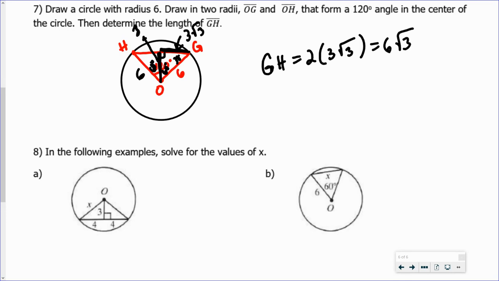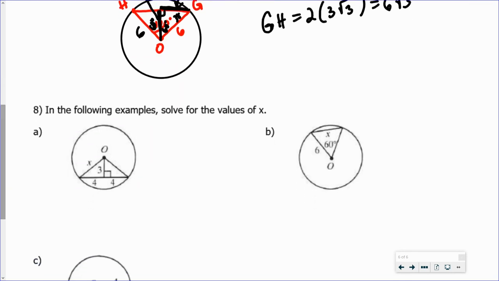Let's take a look at number 8 now. Number 8. This one's really, really straightforward if you know your Pythagorean triples. The way that I would solve this to find x is I'd look at this small right triangle here. One leg of that right triangle is 3. The other leg is 4, so x has to equal 5. Now, if you don't remember that Pythagorean triple, you can always use the Pythagorean theorem and do 3 squared plus 4 squared equals x squared, and you're going to end up with x equals 5.